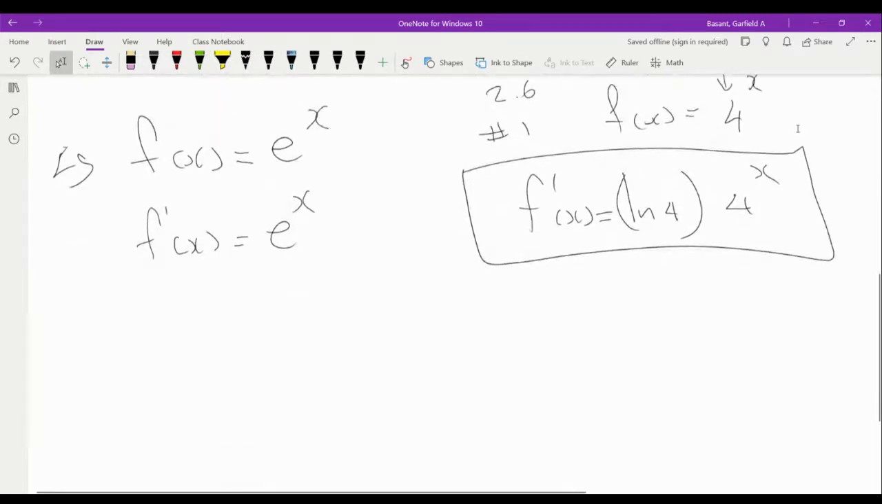All right, I'm going to write the next one. This is number 2 in MyMathLab. It says g of t is equal to 20 to the t power. That might not look like a t, but let's write it. What is the derivative of this?